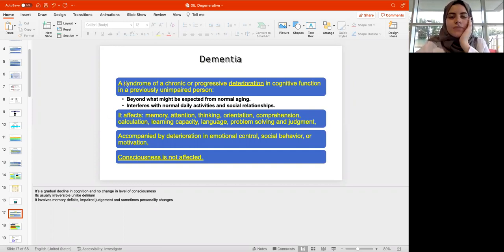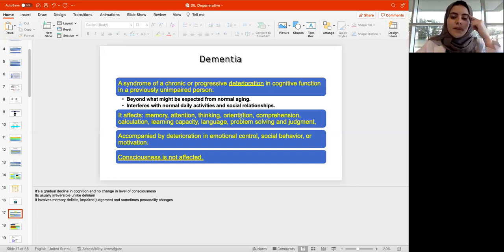Okay. So dementia is a syndrome of chronic diseases. It's due to progressive deterioration in cognitive function, and it's all related to neurons degenerating mainly in the brain, because that's how it causes impairment in cognition. When I say cognition, you need to think of what? Memory, attention, thinking, comprehension, language, problem solving, judgment. All these things fall into cognition.